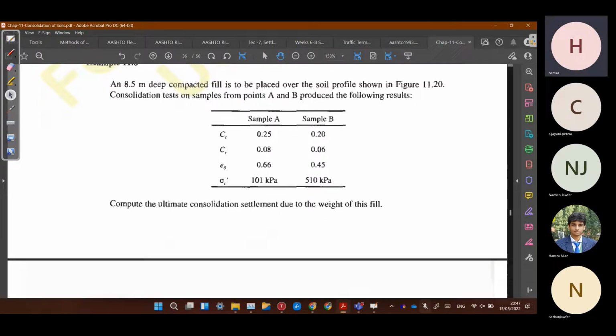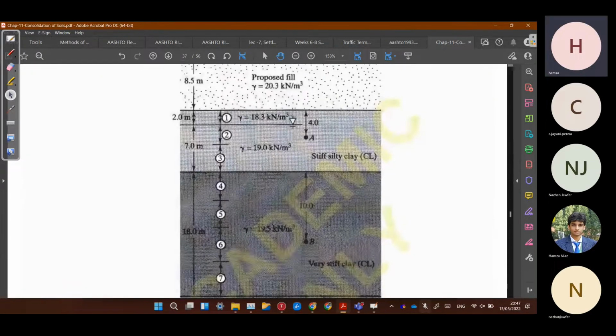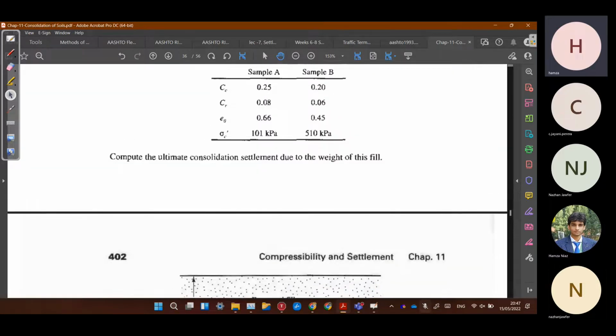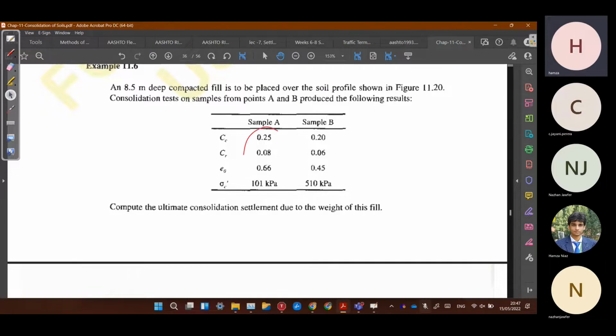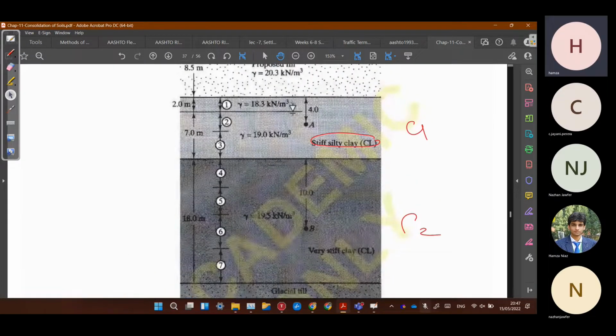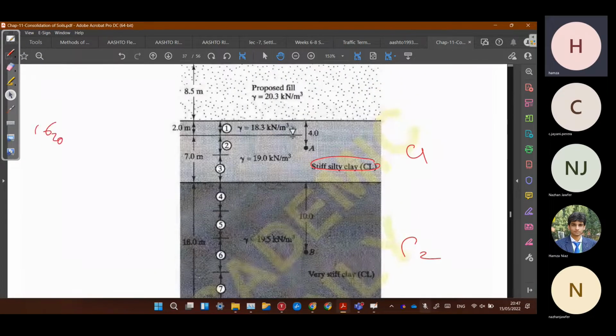So for the second question, now look at this question. We are given these two layers. This clay 1, we can call C1. This is clay 2, C2. This whole question is exactly the same. The only difference is we have to check whether each clay layer is over consolidated or normally consolidated. So first calculate sigma z naught of A and compare it with sigma c of A.